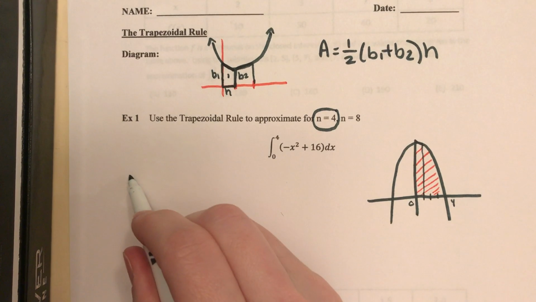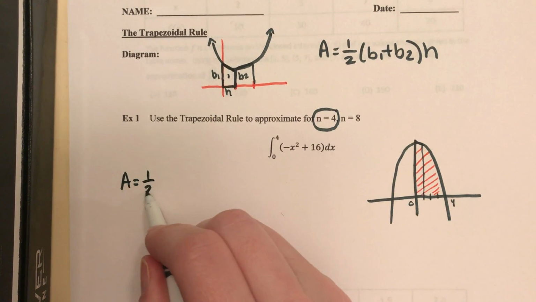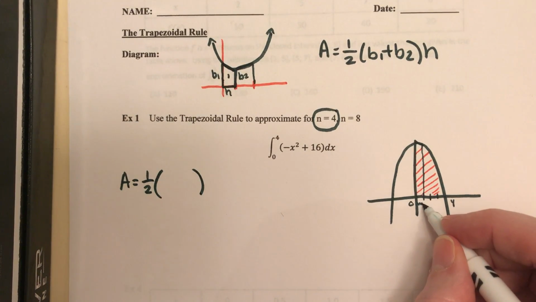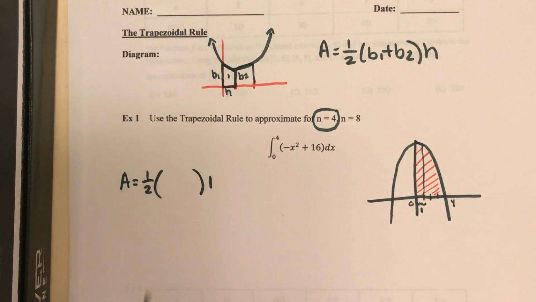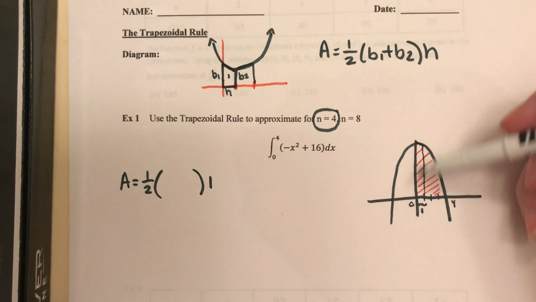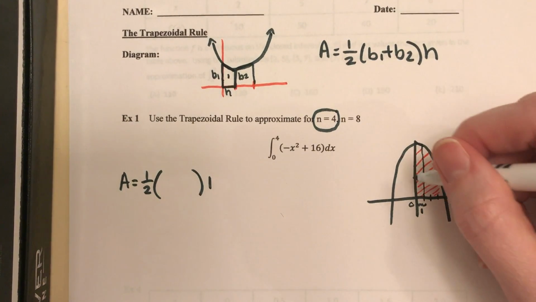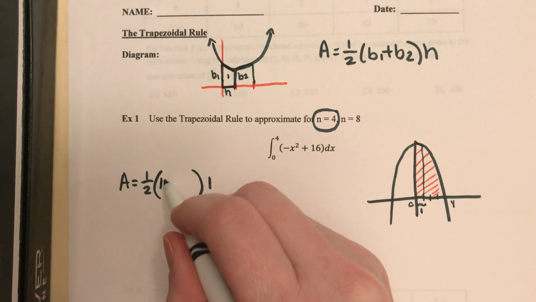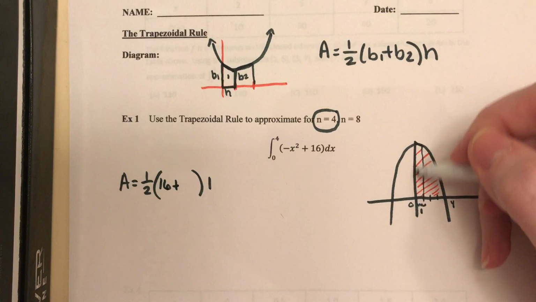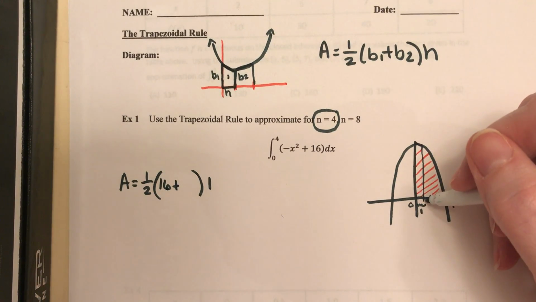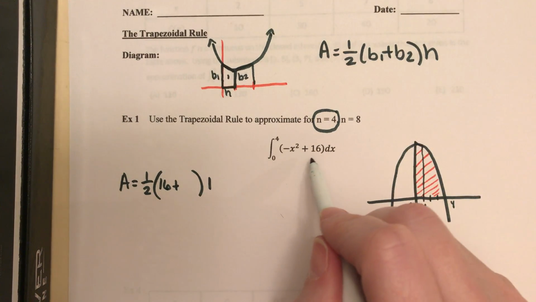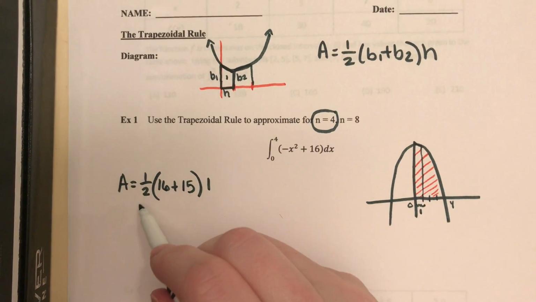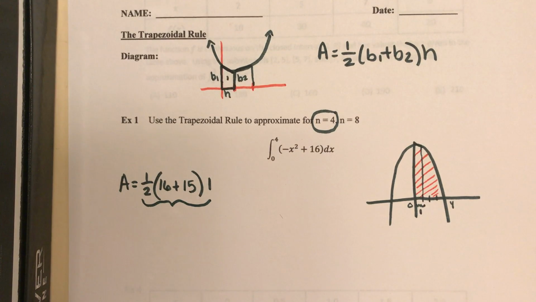So I'm going to start by finding the area of that first trapezoid. So 1/2 base 1 plus base 2 times the height. Now the height is going to be this distance right here, which is 1. And my bases are going to be the distance up to the function. So if I want the distance at 0, I'm going to plug 0 into my function, and that gives me 16. So the height of this, or the first base, is 16. If I want the base at 1, I'm going to plug 1 into this formula, and that gives me 15. So that's going to give us the area of the first trapezoid.